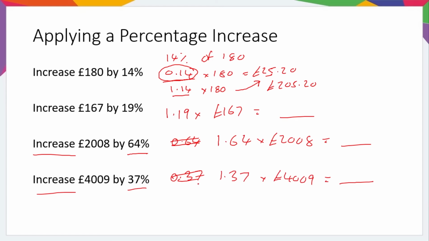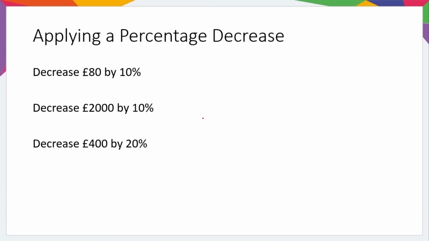So really important that you have a really good understanding of the difference between your basic percentage multipliers and the multipliers for a percentage increase. Now, decreasing by a percentage, again, it's exactly the same as increasing, except you're subtracting. So 10% of 80 is 8. 80 take away 8, 72. 10% of 2000 is 200. So subtract 200 from 2000, you're going to get 1,800.